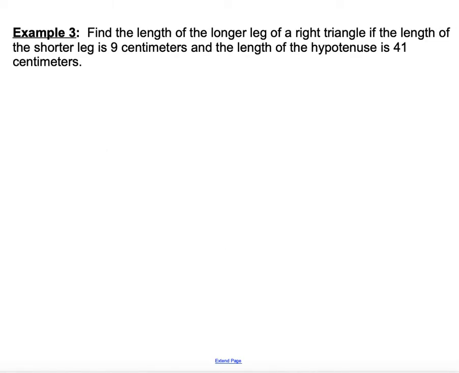All right, example 3 here. Find the length of a longer leg of a right triangle if the length of the shorter leg is 9 centimeters and the length of the hypotenuse is 41 centimeters. So a problem like this, I always like to draw out a picture. So we're talking about a right triangle, so I'm going to draw out a right triangle. And it's just some generic one. It's not going to be exactly the way it's supposed to be here.